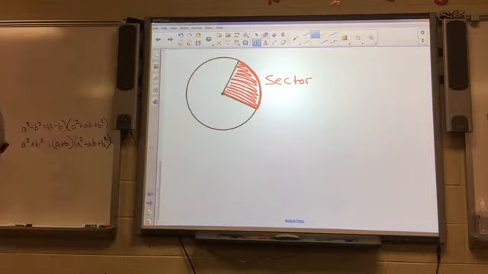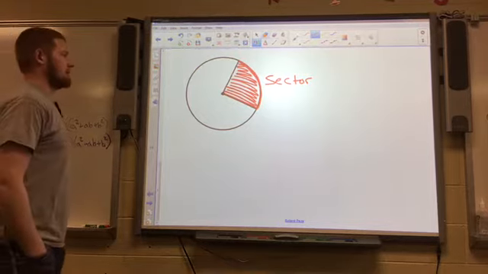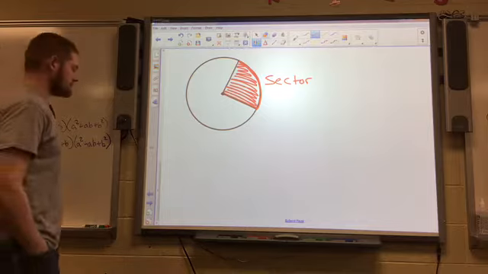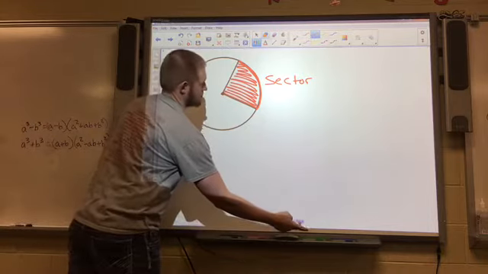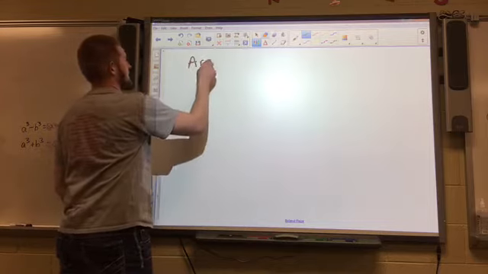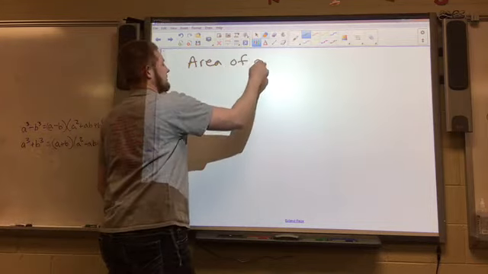Basically, it's a piece out of the pie. That's the easiest way to think about it. It's a chunk out of the pie. How many square units are in that chunk of pie that we took out? That's what we're going to be finding today. So that's actually your last theorem for today, called area of a sector.